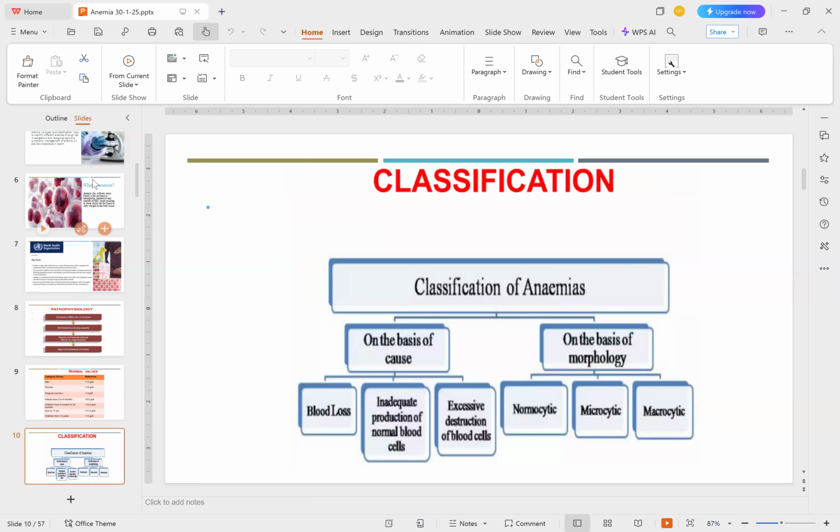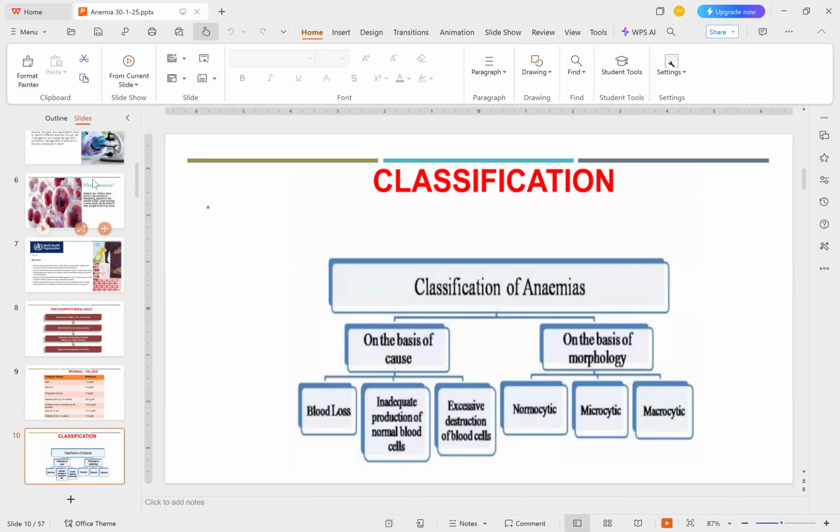Classification of anemias includes on the basis of causes and on the basis of morphology. On the basis of causes, it is divided into blood loss, inadequate production of normal blood cells, and excessive destruction of blood cells. On the basis of morphology, anemia is classified as normocytic, microcytic, and macrocytic.